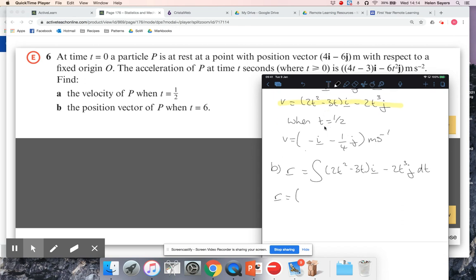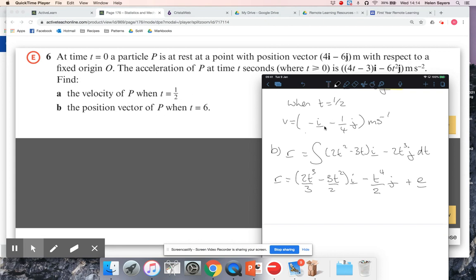So 2t squared is going to integrate to 2t cubed over 3. 3t is going to integrate to 3t squared over 2. 2t cubed is going to integrate to 2t to the power of 4 all over 4. So that will simplify to t to the power of 4 over 2, I think. Hope anyway. And then there'll be a constant, and in fact, I've already used d. So let's use a different constant.